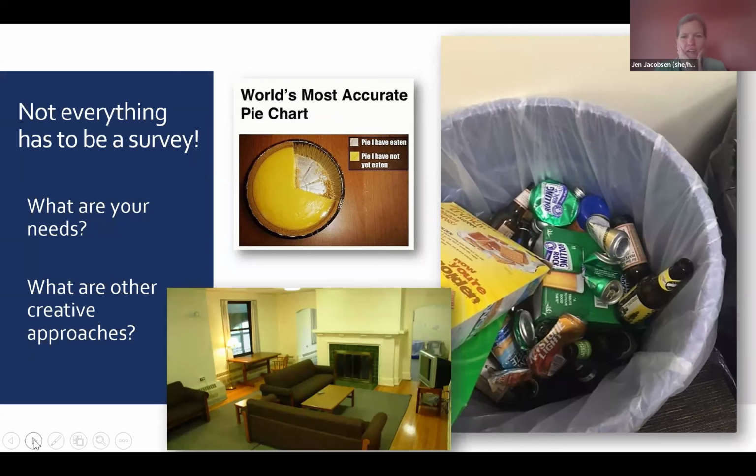Another project we did was interviewing our facilities staff who is in charge of cleaning the common spaces on the first floors of our residence halls. Actually, and if you look really closely at this picture in the back right, you can see the can.